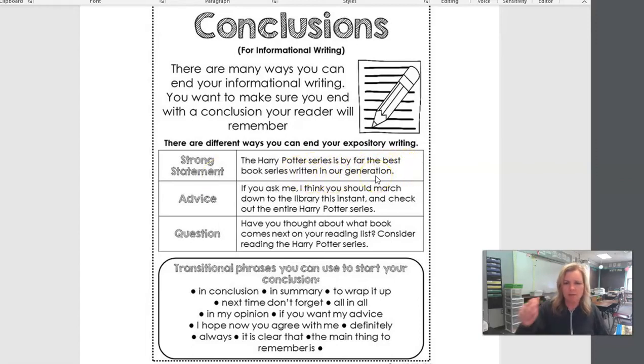So kind of like your opinion, your strong statement. Or you can give advice. If you ask me, I think you should march down to the library this instant and check out the entire Harry Potter series. Or you can ask your readers a question, kind of like maybe you did at the beginning. Have you thought about what book comes next on your reading list? Consider reading the Harry Potter series.